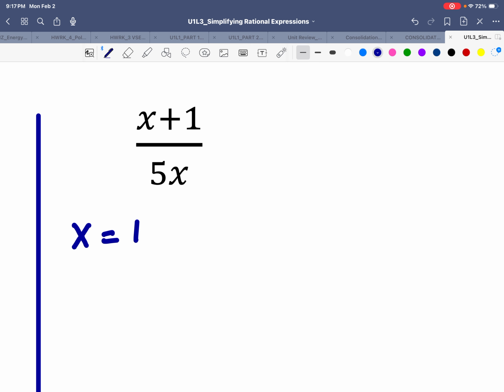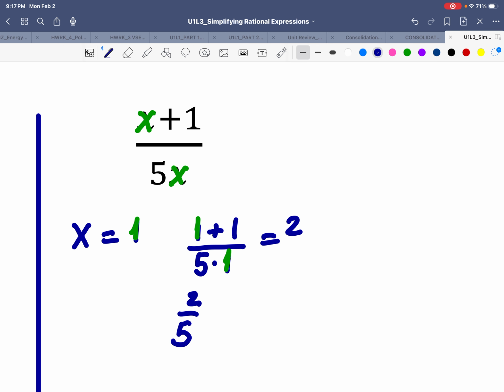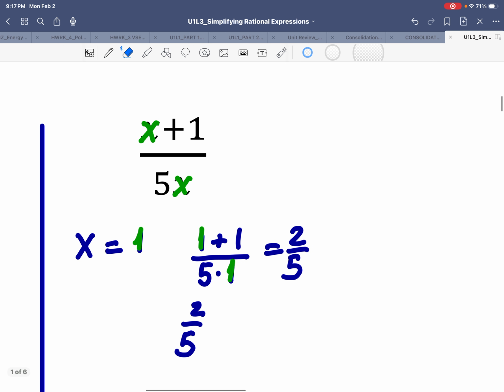If x equals 1, let's say, then we're going to have x plus 1, 1 plus 1 over 5 times x, so 5 times 1. So we are replacing x by 1. Wherever we see x, we replace it by 1. And we'll see that the value of the expression will be 2 over 5. So the value of the expression at x equals 1 is going to be 2 over 5.